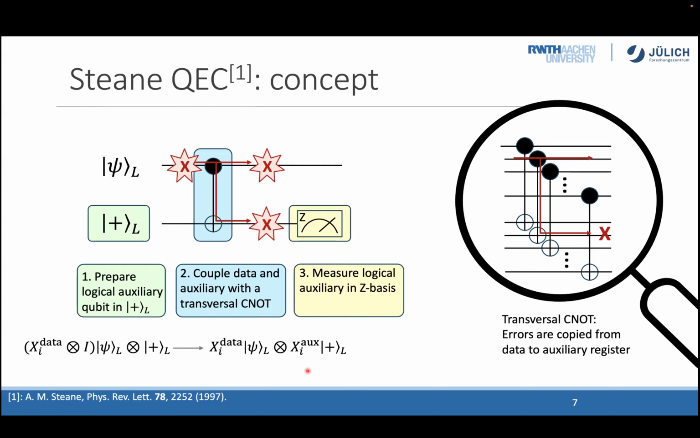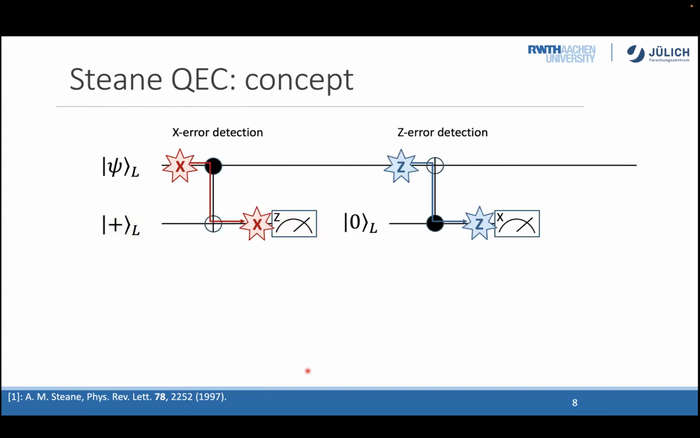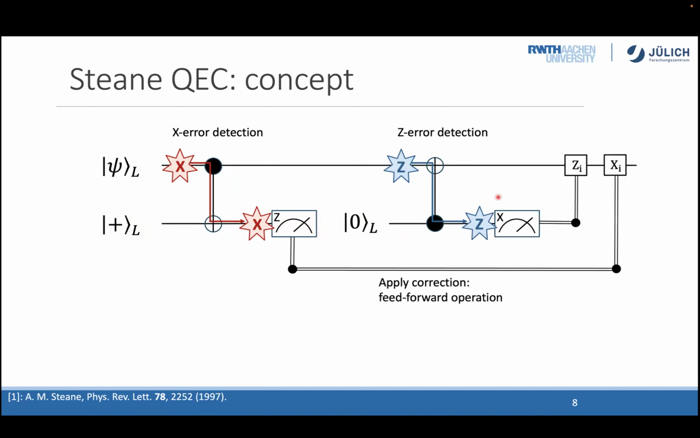But this is only the first half of the protocol, because of course we also want to correct Z errors. So after we did this first part, we repeat the same thing, but now initialize the auxiliary qubit in the logical 0 state and flip the CNOT so that we effectively copy Z errors from the data to the auxiliary register. And then in the last step, one has to apply the correction to the data qubit register based on the stabilizers that were extracted in these measurements.